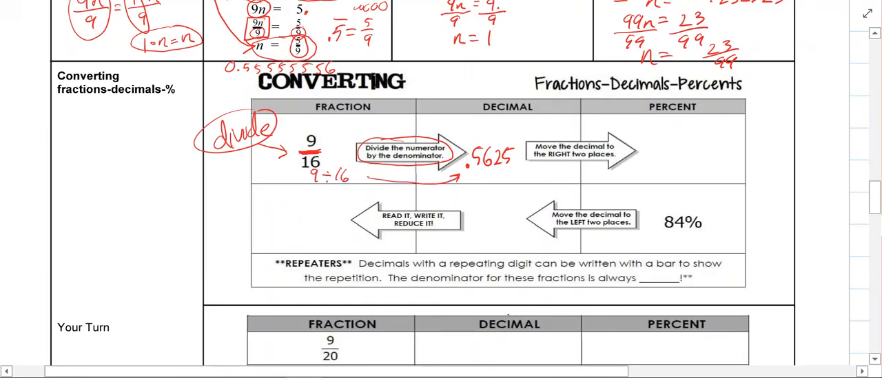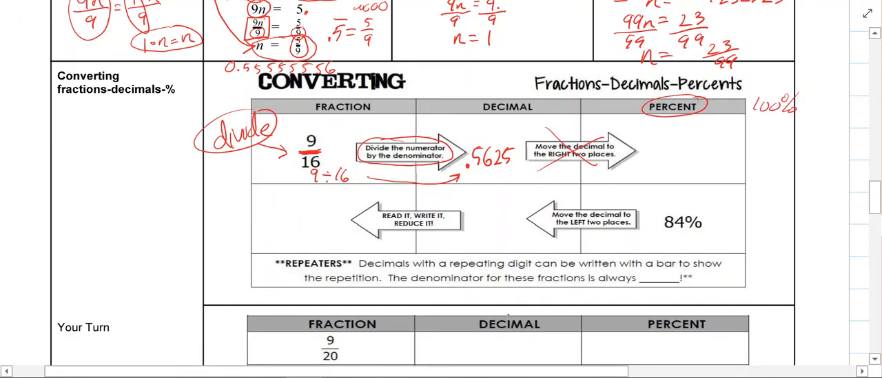Now the book says move the decimal to the right 2 places. I don't like that. I know that's the way you learned it too. In math, we don't just want to move things because we're told to move things. We want to actually know why we're doing it. So if we want a percent, we know that percent is out of 100. Okay, that's why we call it 100%. That is a full amount.